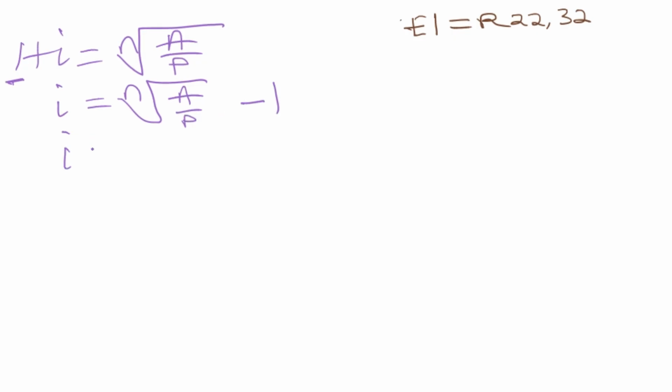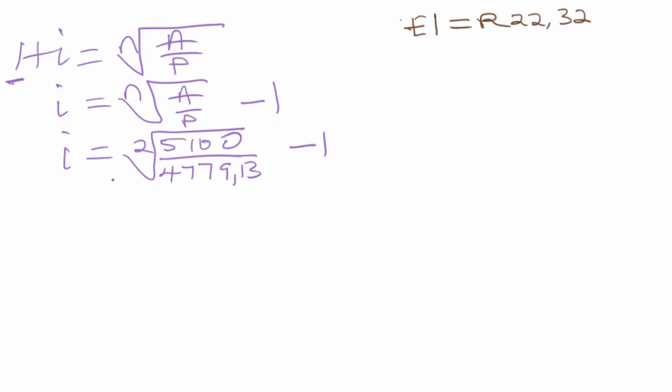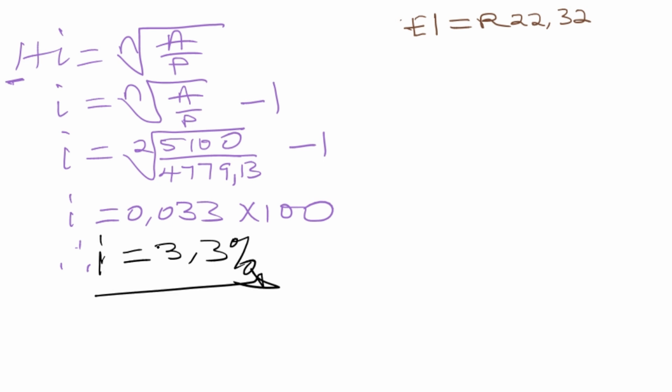Now we can do substitution. The value of n there will be 2. And the value of A will be 5,100 divided by the value of P, which is 4,779.13 cents. We have minus 1 outside of the square root. When we press the calculator, we get 0.033. We have to multiply that answer by 100 so that it is in percentage. Therefore, the final answer that we have is 3.3%.